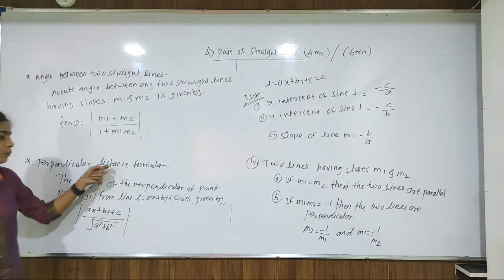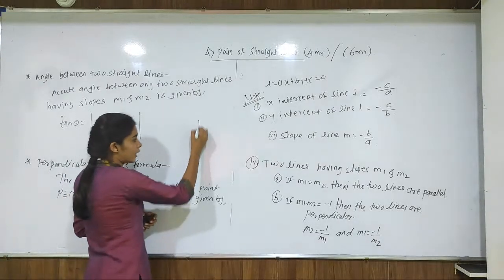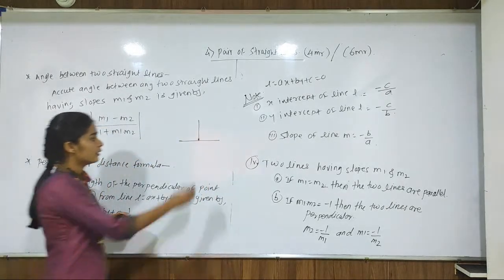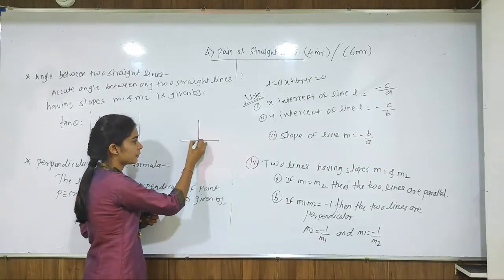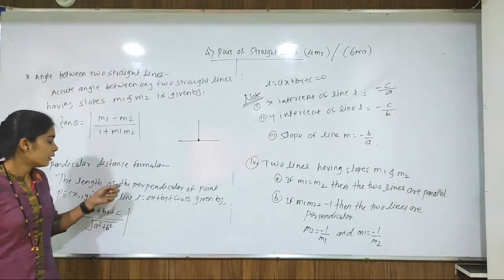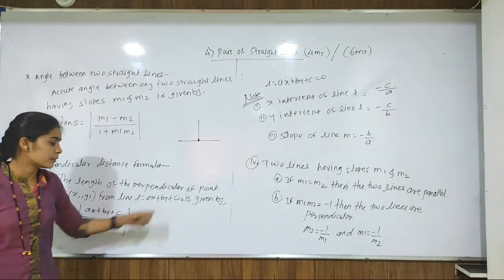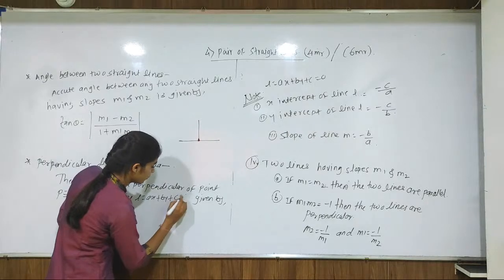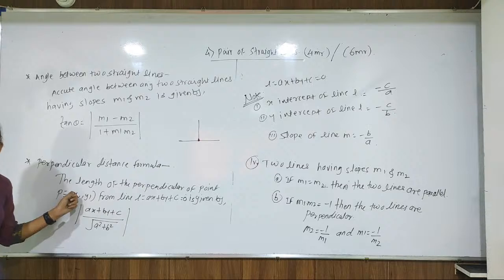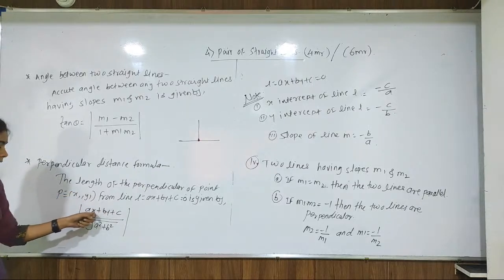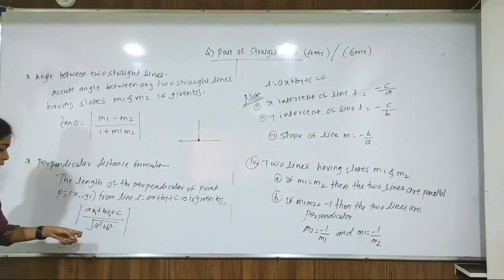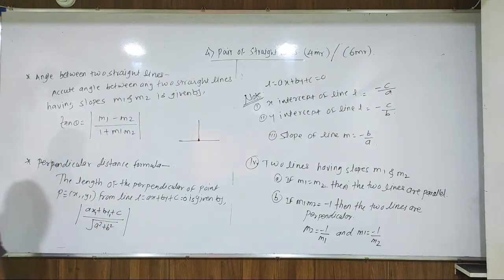Perpendicular distance formula. If there is a perpendicular, we have to find the distance of the point from that line. Okay, suppose this is the perpendicular and this is the line, so we have to find the distance of the point from the line ax plus by plus c equals 0. Then the formula is modulus of ax1 plus by1 plus c upon under root a square plus b square.